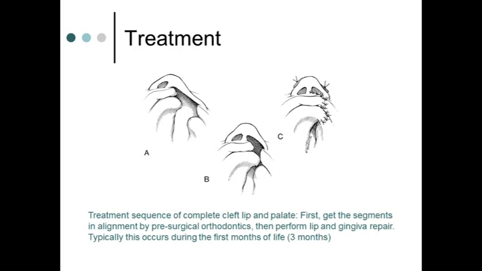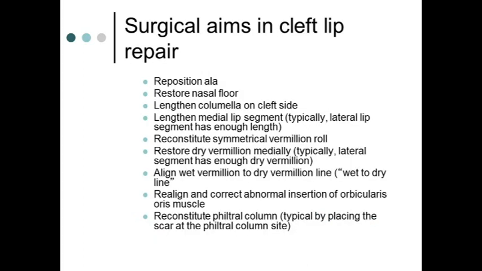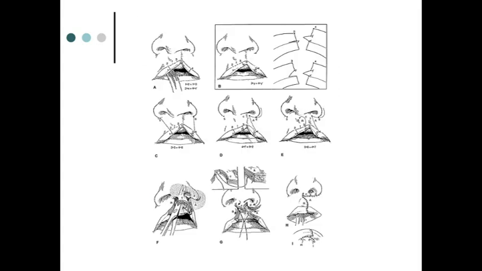The treatment sequence of the complete cleft lip: the incision and taking the nasal mucosa like this. The surgical aims: we reposition the ala, we restore the nasal floor, we lengthen the columella, lengthen the medial lip, reconstitute and realign.